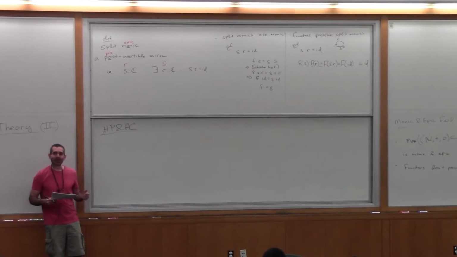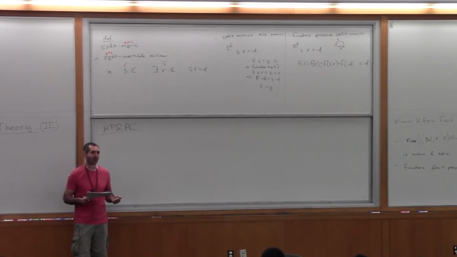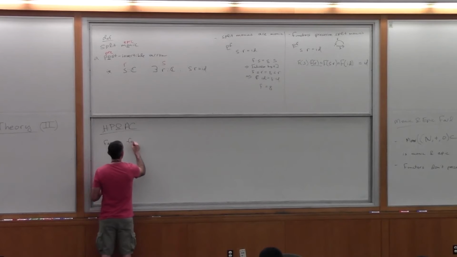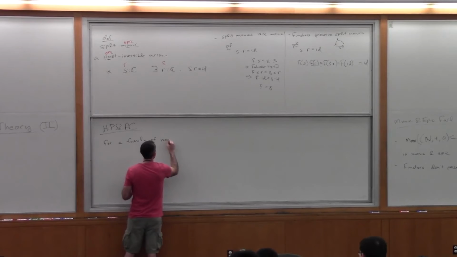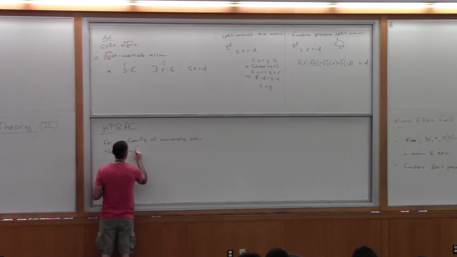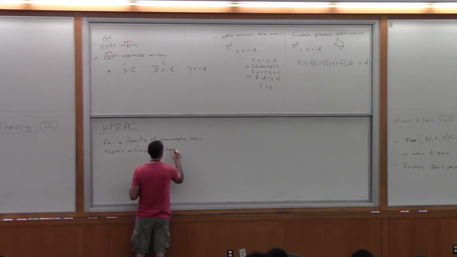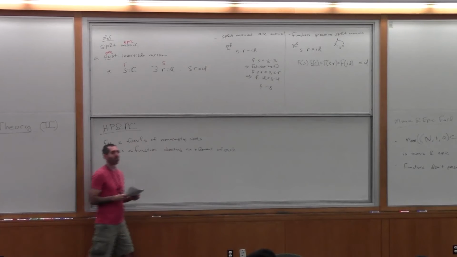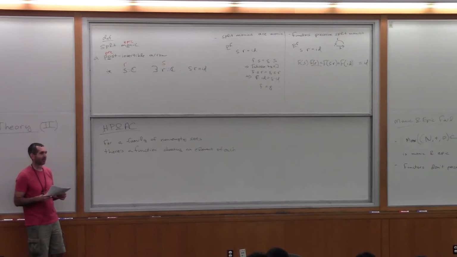Okay, so if you don't know, Harry Potter was a boy wizard who was the only person who could save the world from the evil Lord Voldemort. And the axiom of choice is a theorem of set theory, which says that for a family of non-empty sets, there's a function choosing an element of each. Okay? So this is one of many equivalent ways to state this theorem or this property.